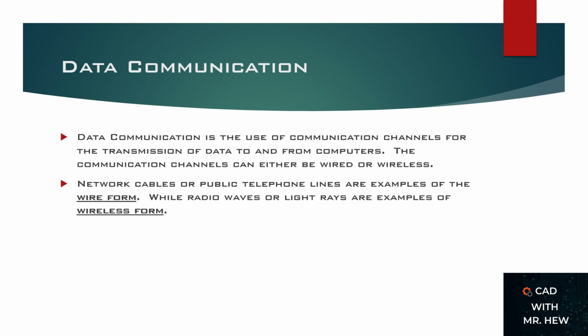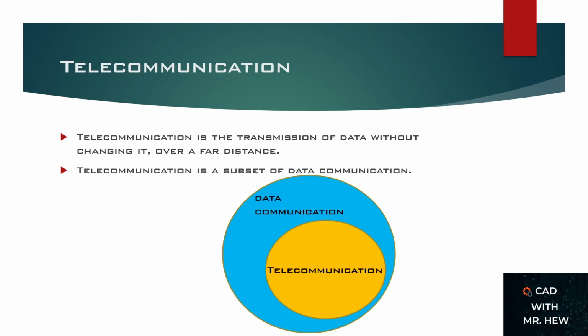Data communication. Data communication is the use of communication channels for the transmission of data to and from computers. The communication channels can either be wired or wireless. Network cables or public telephone lines are examples of wire form, while radio waves or light rays are examples of wireless form.